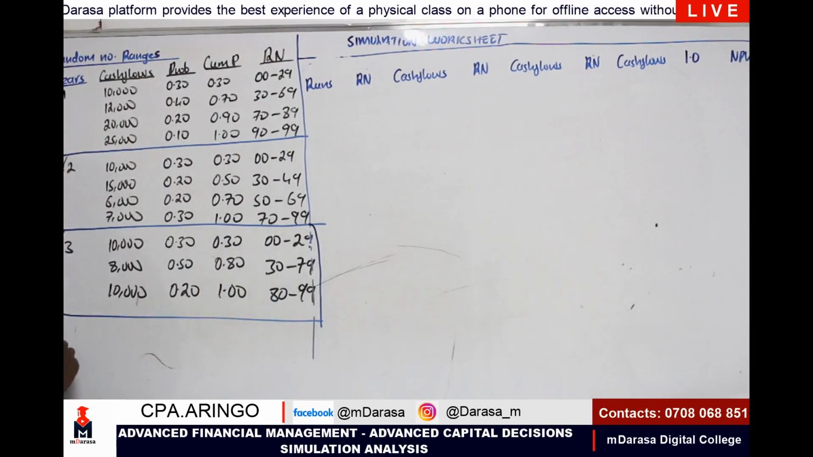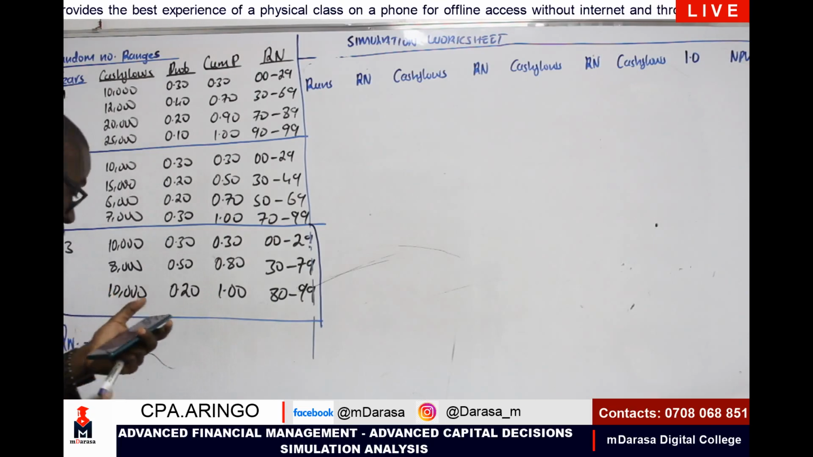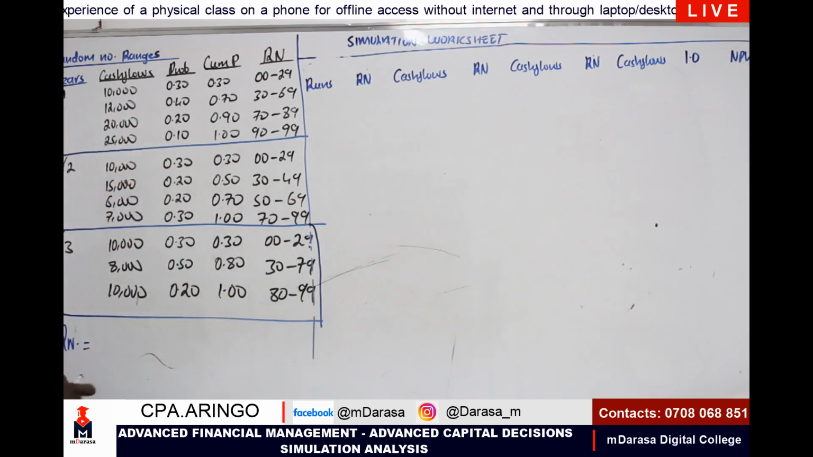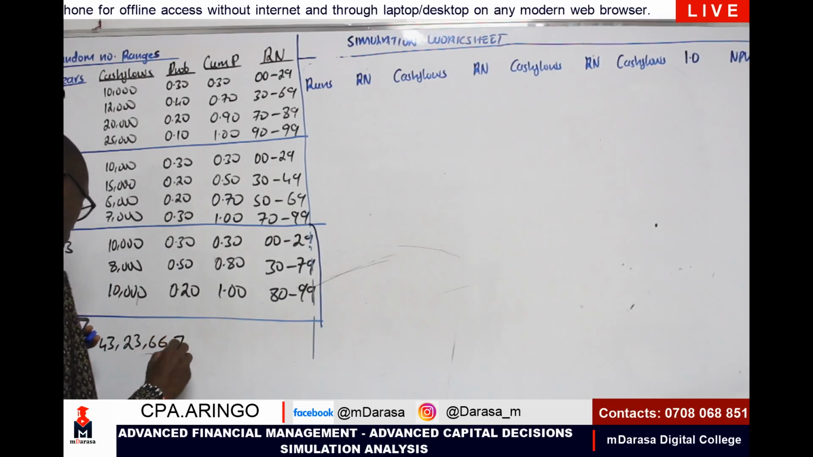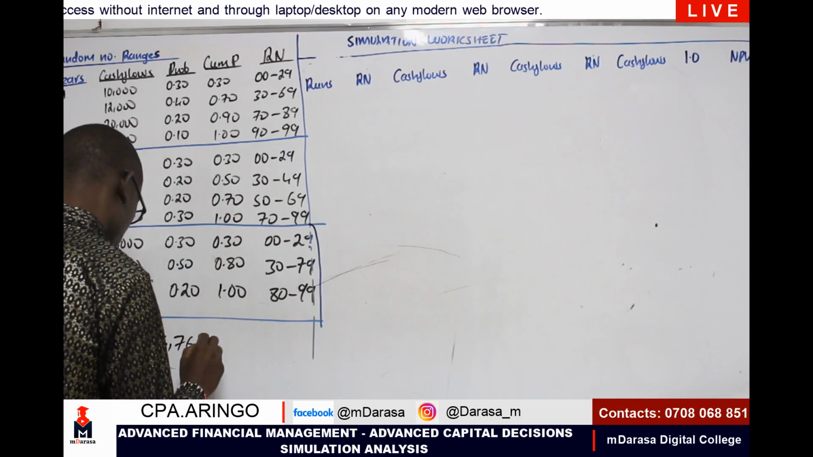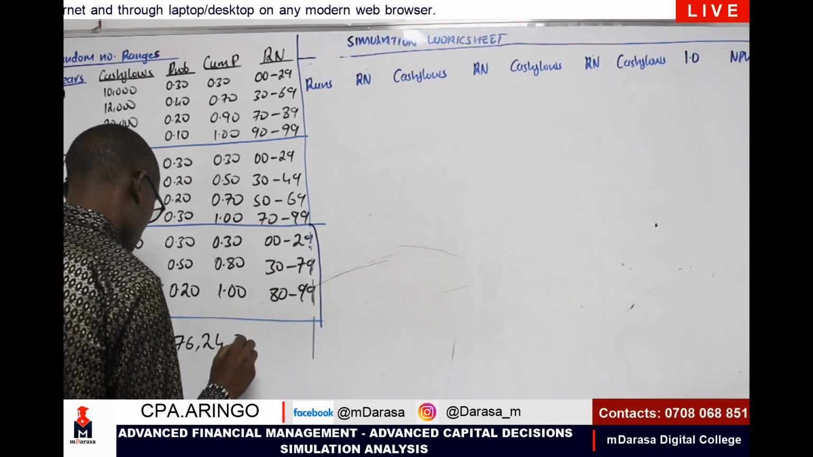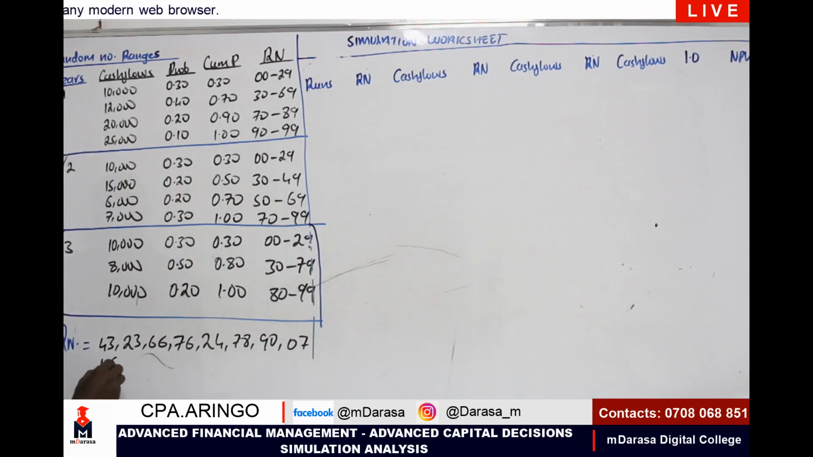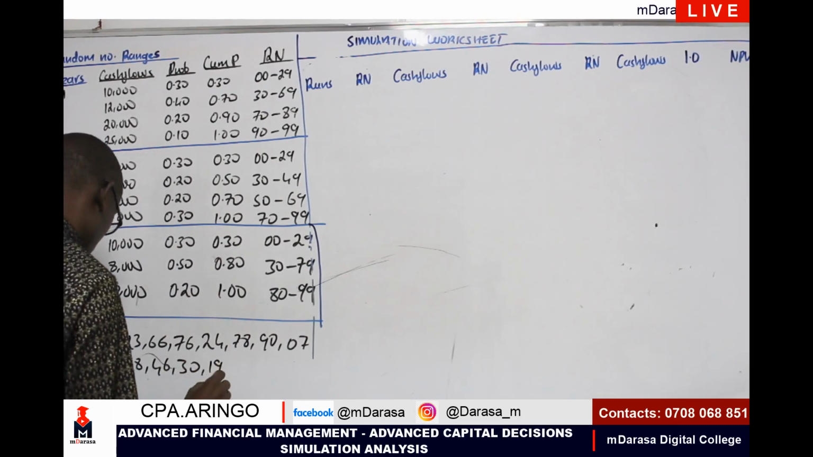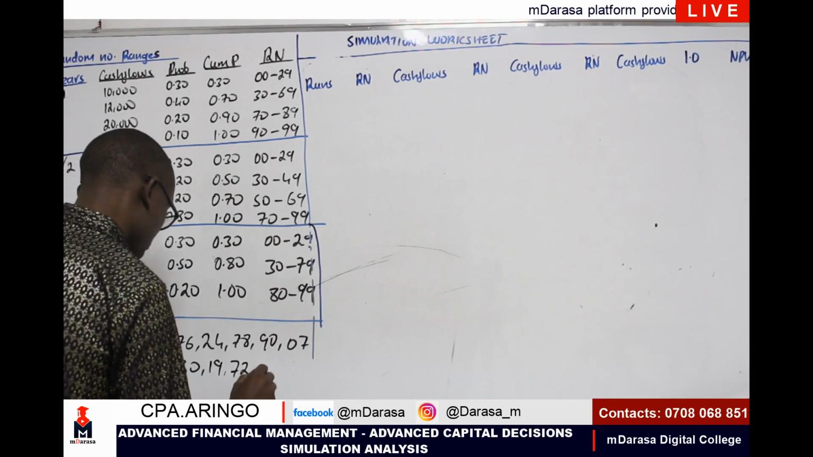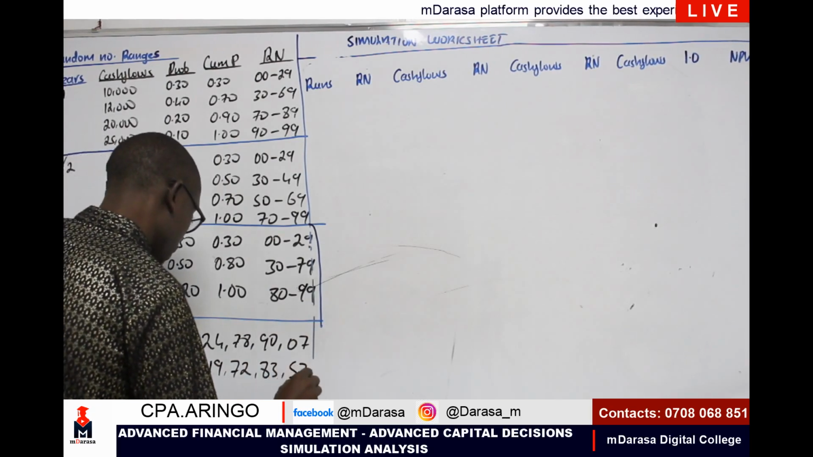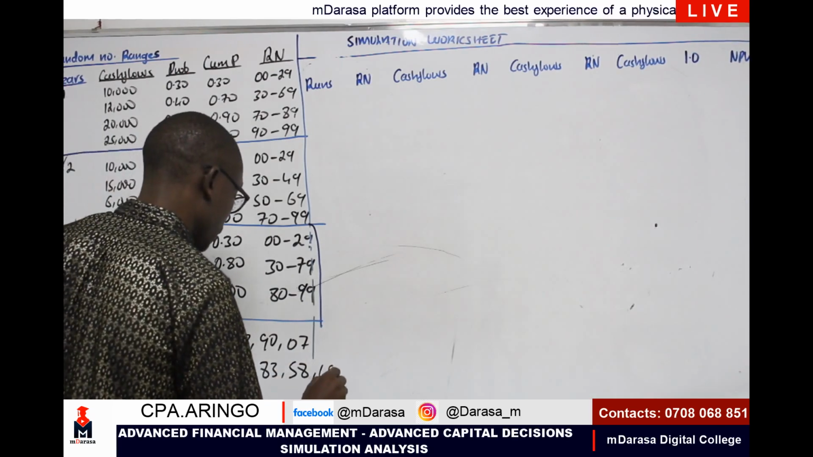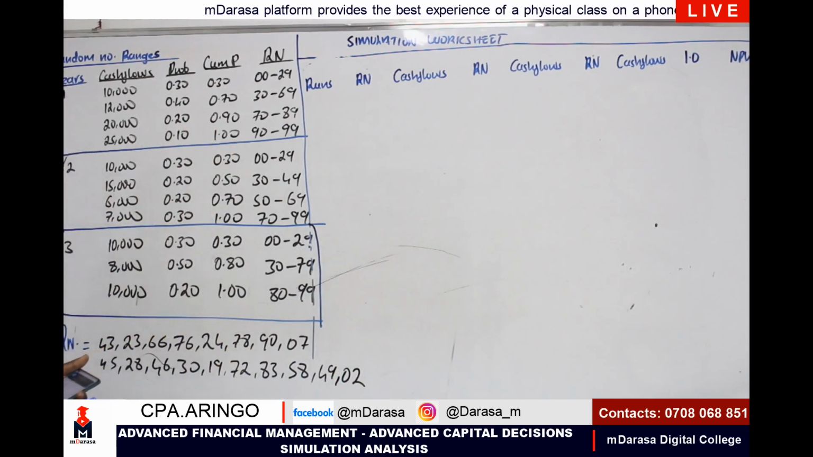Random numbers, let me write for you here, the ones that we are given as per the question, but I don't want to display that question to save us space. I'll be having 43, 23, 66, 76, 24, 78. While doing this, your eyes need to be very sober. 90, 07, 45, 28, 46, 30, 19, 72, 83, 58, 49, and 02. That is what you are given.